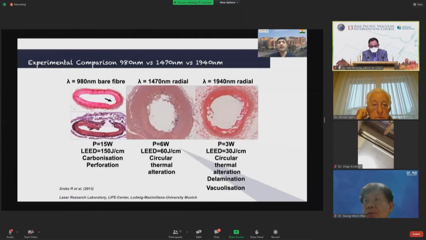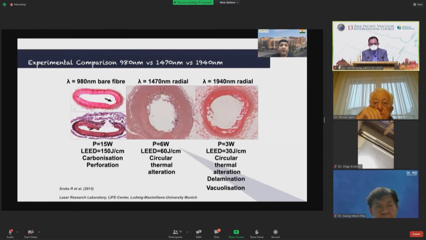Now this is a comparison chart between 980 nanometer lasers, 1470, and 1940. The amount of energy: we used to use 15 watts, and in 1940 we use 3 to 5 watts. And the LEED, you can see we used to use 150 joules per centimeter. Now we use around 40 joules per centimeter.